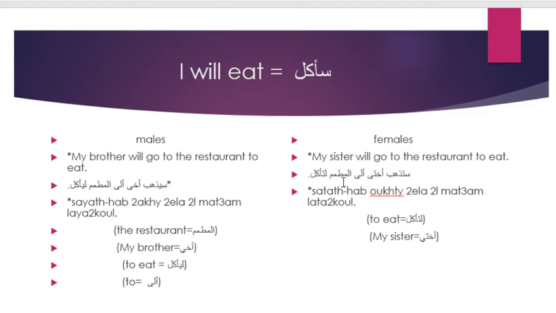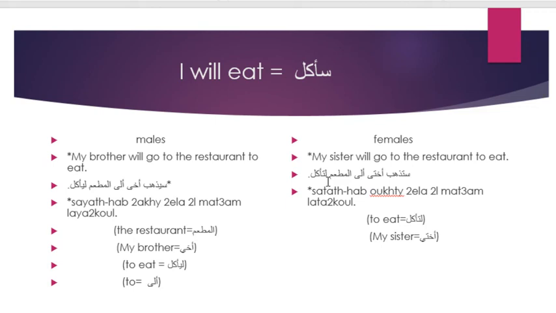ستذهب أختي إلى المطعم لتأكل. Here we can see the difference between the two words for to. To a place, we use the preposition إلى. But to do something, we use the letter لام. We add it to the verb to eat, لتأكل. As you can see, I added the letter لام to the verb. Why? Because I'm going to do something.